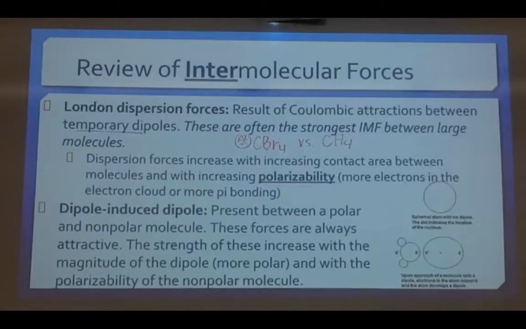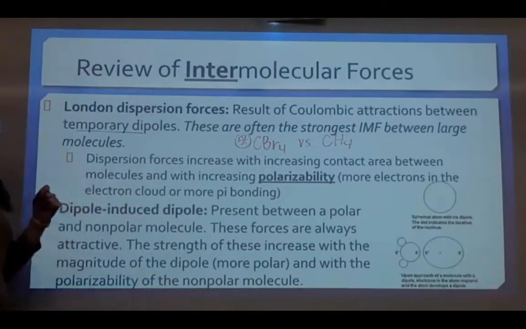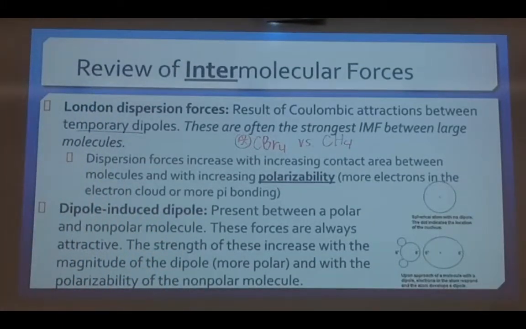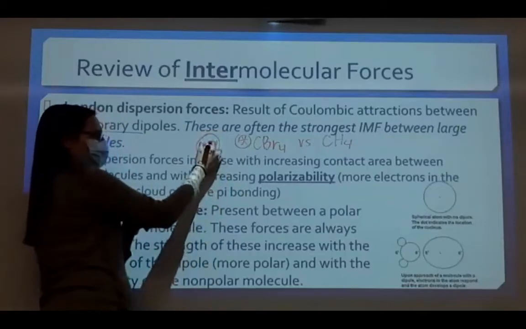But if it then says, explain your reasoning, you have to explain based on total number of electrons. CBr4 has more electrons, therefore it is more polarizable. What that means is, you think about, you have a bromine atom.